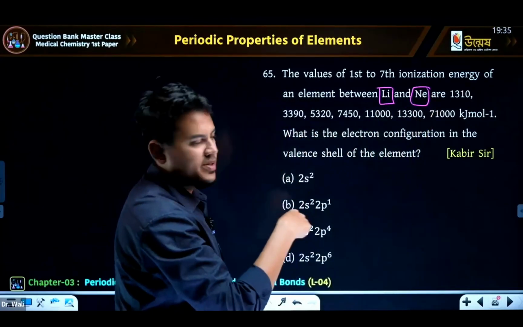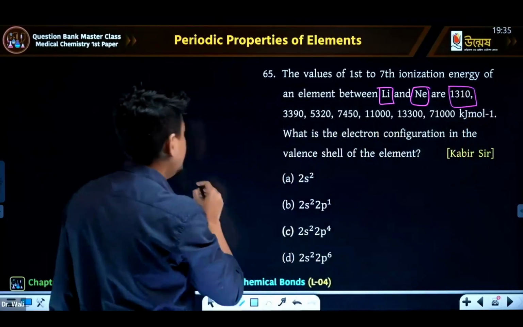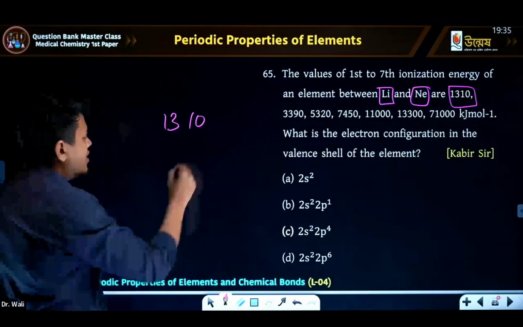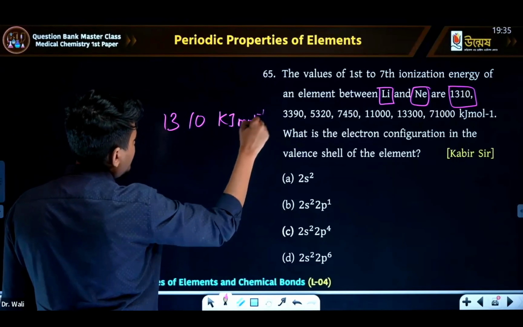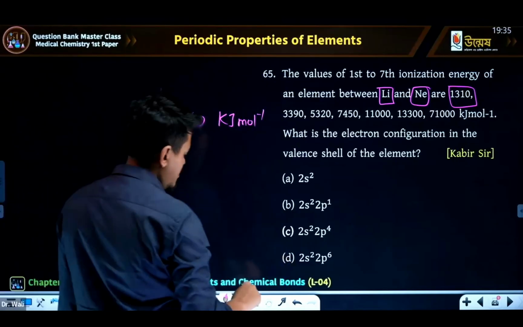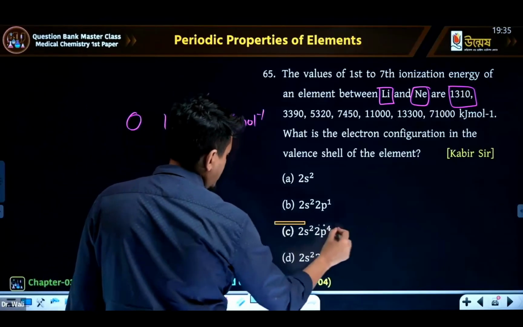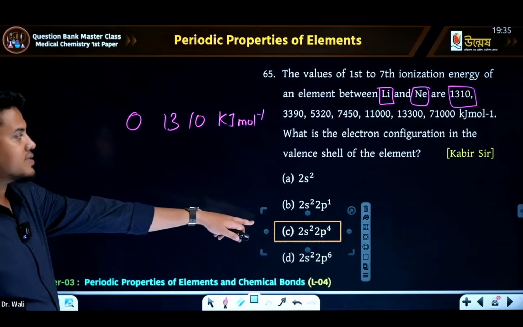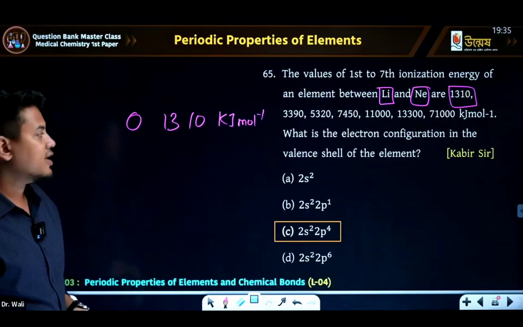We don't have to look for all this info. We just focus on this: 1310 kilojoule per mole. We have to remember this ionization energy. This is applicable for what? This is applicable for oxygen. We know this is the configuration for oxygen, and its ionization energy is 1310 kilojoule per mole.